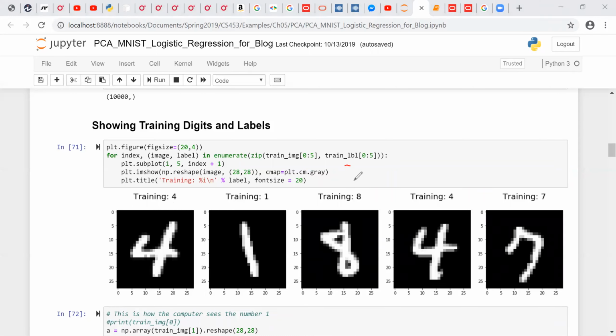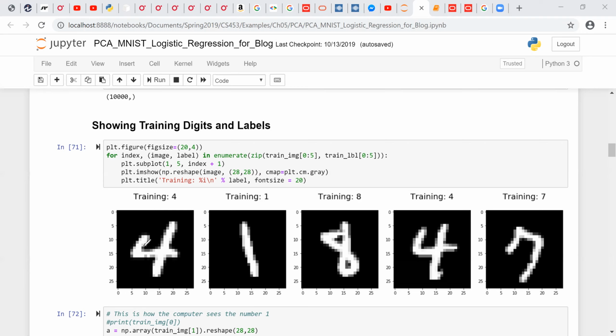So this is the first 5 rows of data. The first number is 4, the second number is 1, and then 8, and then 4, and something else I cannot see, blocked, okay? So anyway, here you get to the first 5 handwritten digits from the data set.